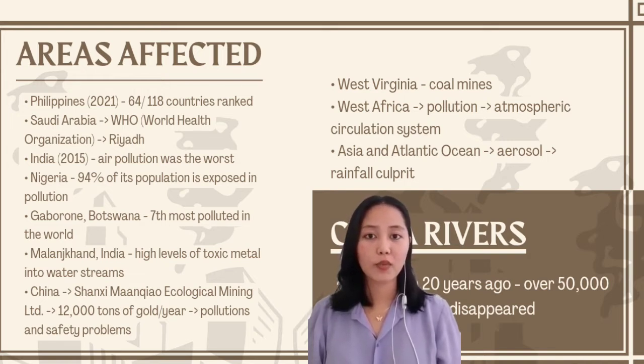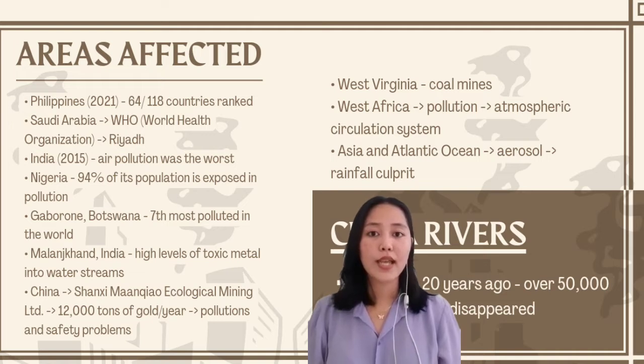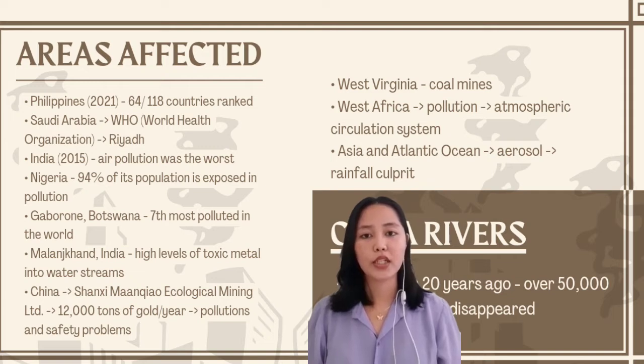As for Gaborone, which is the capital of Botswana, it ranks 7th among the most polluted cities in the world. Mostly it is because of the emission of aerosols and other gases from car exhaust, burning of wood or garbage, indoor cooking, diesel-fueled electric generators, and petrochemical plants as well, and those are projected to quadruple by 2030.